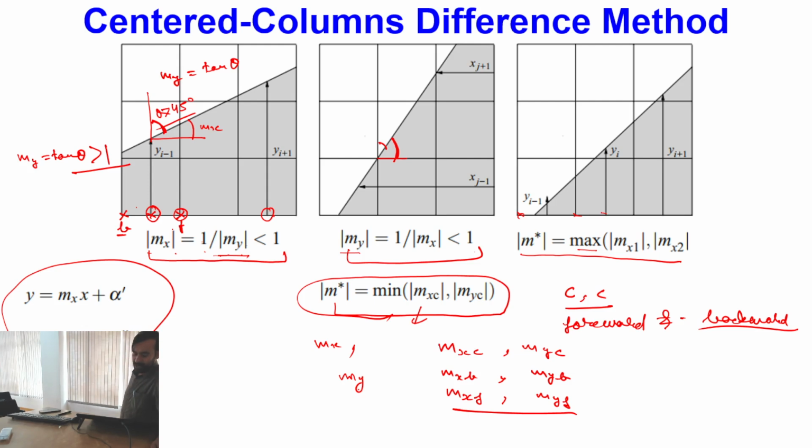In this way you have to decide with which slope. If you are only considering the centered approach, then among mx and my you have to choose the minimum one, and with that you proceed for reconstruction. But if you are also using the forward and backward difference approaches, then out of the 6 slopes you have estimated, you have to use the one with the highest value. Is this one clear?